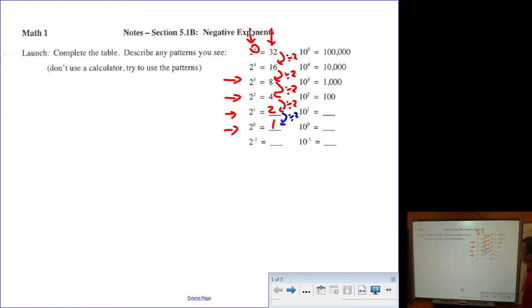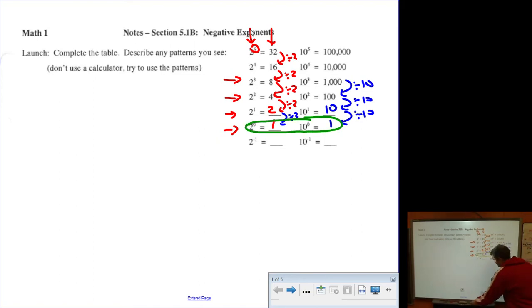And the same thing would happen with the tens over here, except in this case, we're dividing by 10 each time. So 10 to the 2nd power is 100. And then 10 to the 1st power is 10. And then, of course, when I divide by 10 again, 10 to the 0 power is 1. And so this is kind of the first interesting case, that no matter what you have to the 0 power, it equals 1. So let's go ahead and write that rule in.